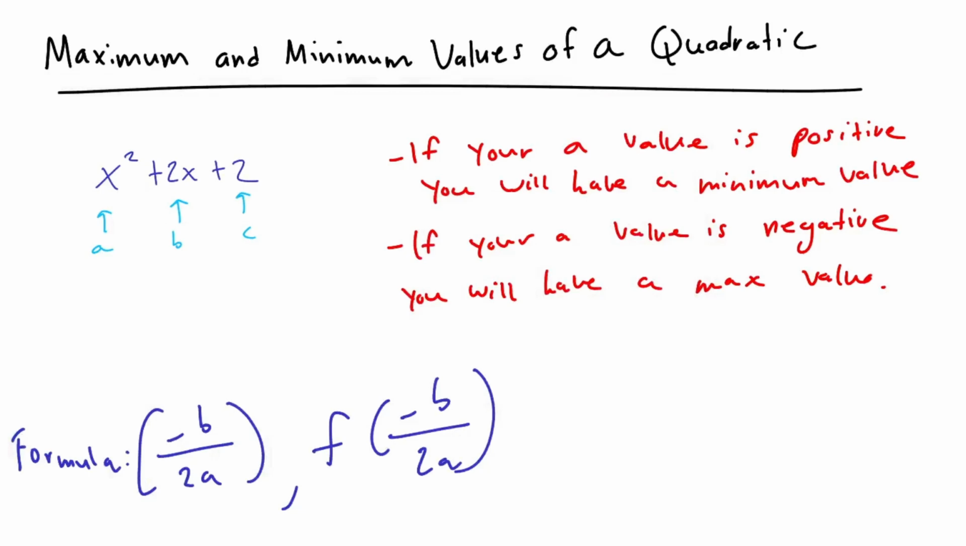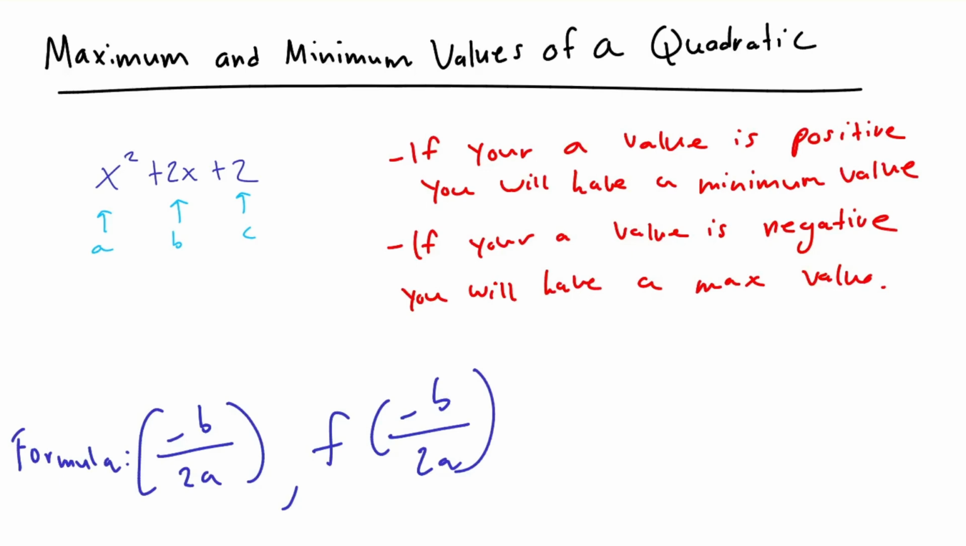Let's look at how we can find the maximum and minimum values of a quadratic. It's really straightforward. The first thing you need to know is what a quadratic looks like. It looks like this, and it's in this form, with a, b, and c. So an example would be x squared plus 2x plus 2.